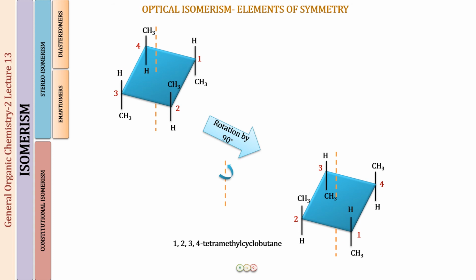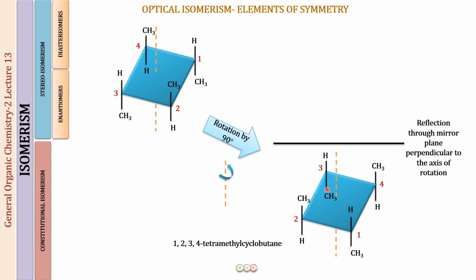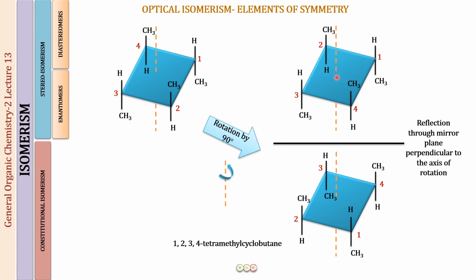Now the second step is that we have to place a mirror in front of this molecule, perpendicular to the axis of rotation. So this is the axis of rotation, and I have placed a plane which is perpendicular to it. If it were parallel to this axis of symmetry, I would have placed a mirror over here. So now this plane is acting like a mirror, and when I see the image of this molecule on the other side of the mirror, what will it look like? It will look like this.